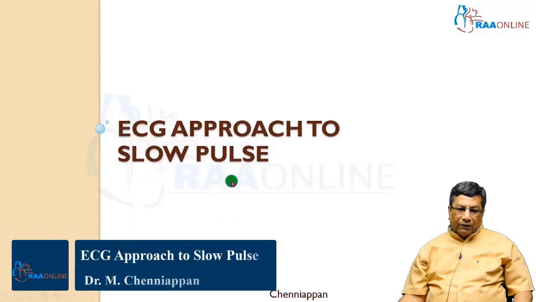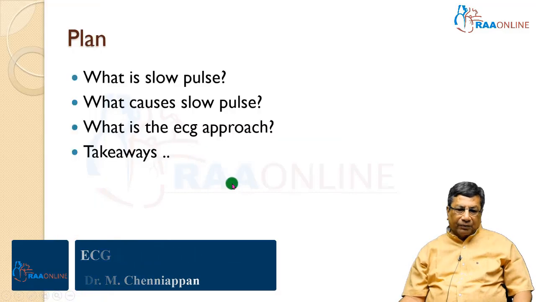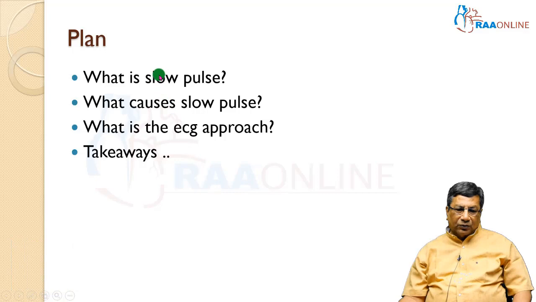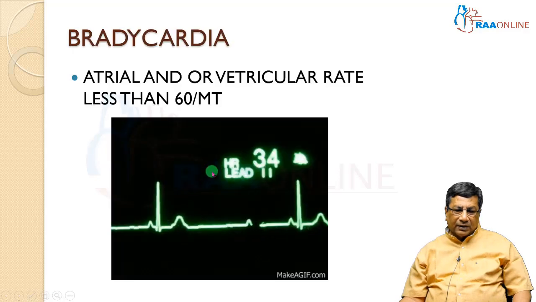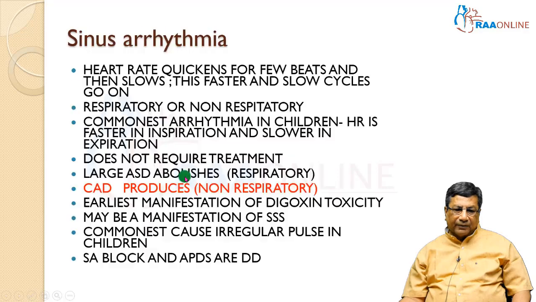So now we have an ECG approach to slow pulse, or a bradyarrhythmia. This is the plan through which we are going to see this lecture. First of all, we define what is slow pulse. Any heart rate less than 60 per minute is a bradycardia.